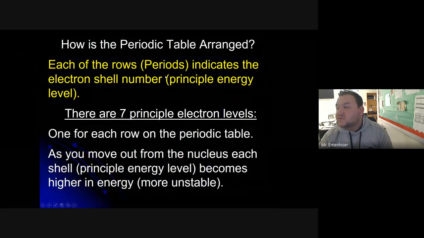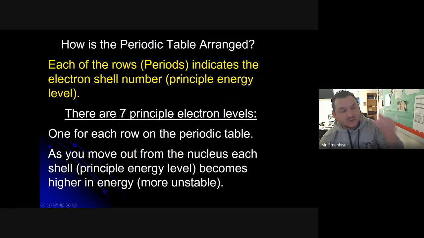Each of the rows are periods. So each row in the periodic table is called a period, and each of them indicates an electron shell number, or what we call a principal energy level. There's 1 through 7. So when we write the electron configuration, the very first thing for each piece of the configuration, which is kind of like an address.